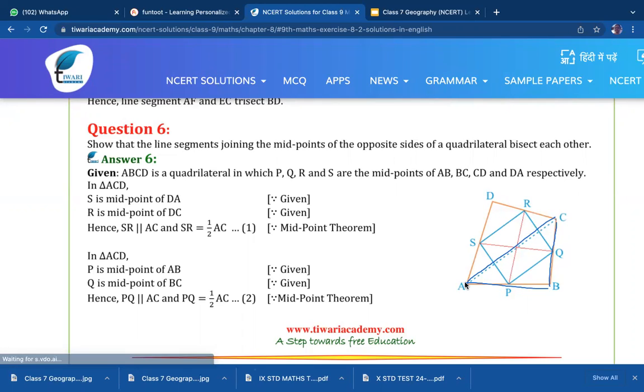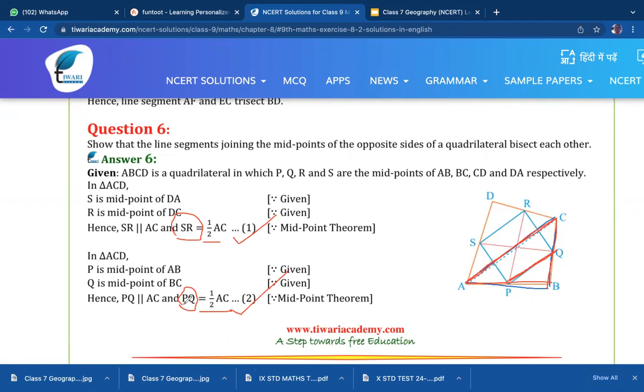Now let me take the triangle which is below the diagonal AC. Now we know P and Q are midpoints. The line joining the midpoints is parallel to the third side and also half of it. So PQ is parallel to AC and PQ is also half of AC. This is our statement 1 and statement 2. In both of them, they are equal to half of AC. So you can say that SR is parallel to PQ and SR is also equal to PQ.